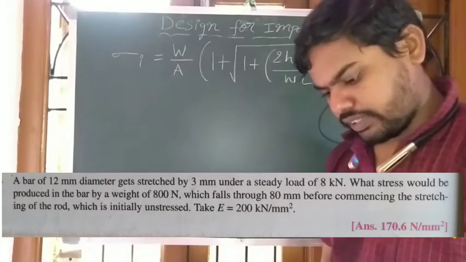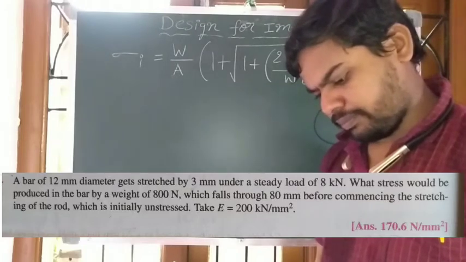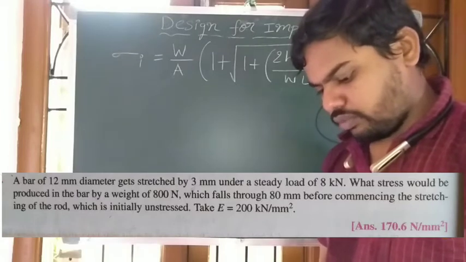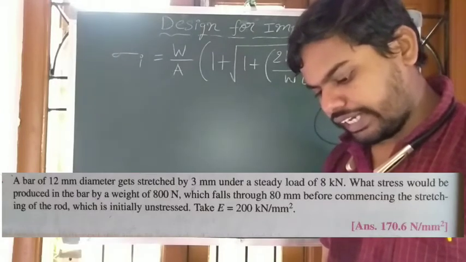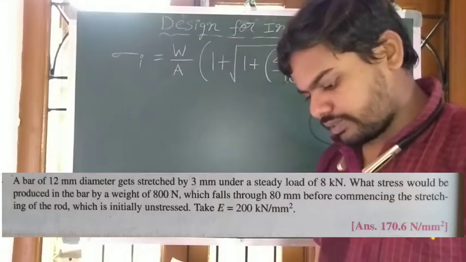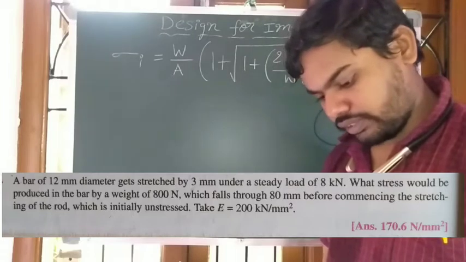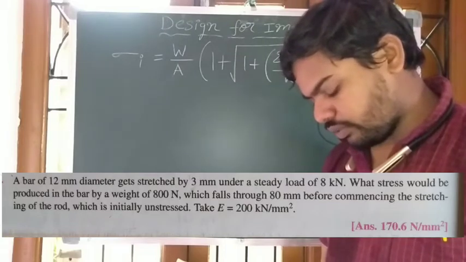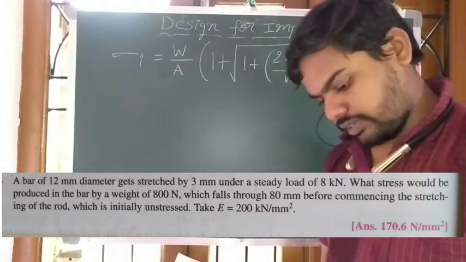A bar of 12 mm diameter gets stretched by 3 mm under a steady load of 8 kN. What stress would be produced in the bar by a weight of 800 Newton, which falls through 80 mm before commencing the stretching of the rod, which is initially unstressed? Take E is equal to 200 kN per mm square. So let's solve this problem.